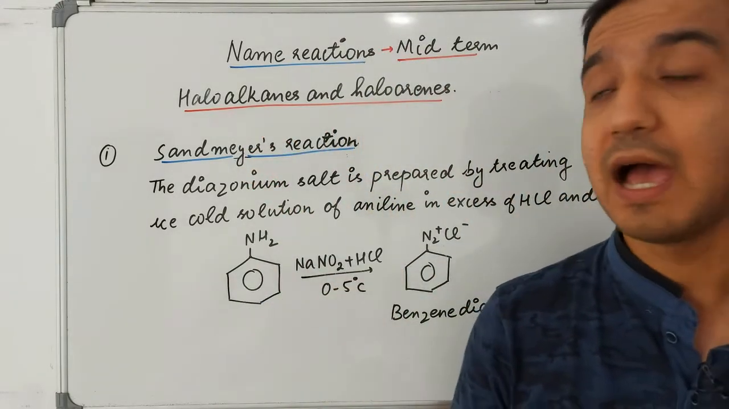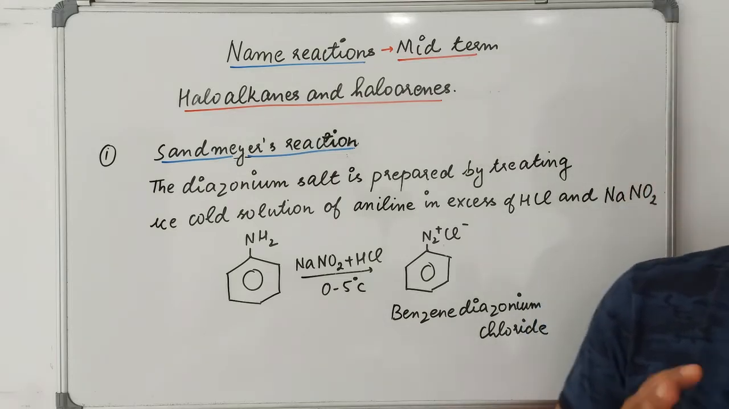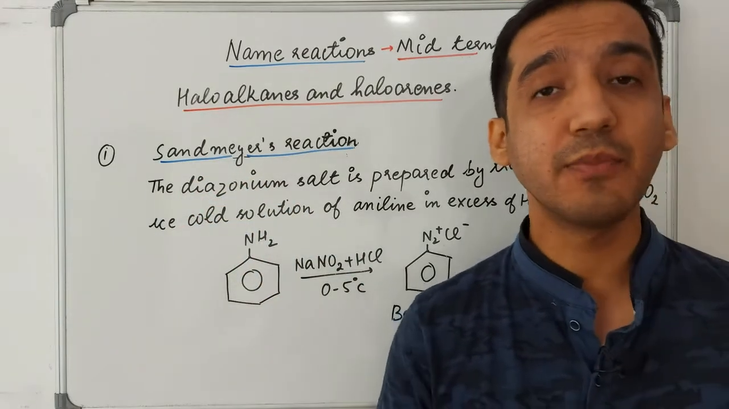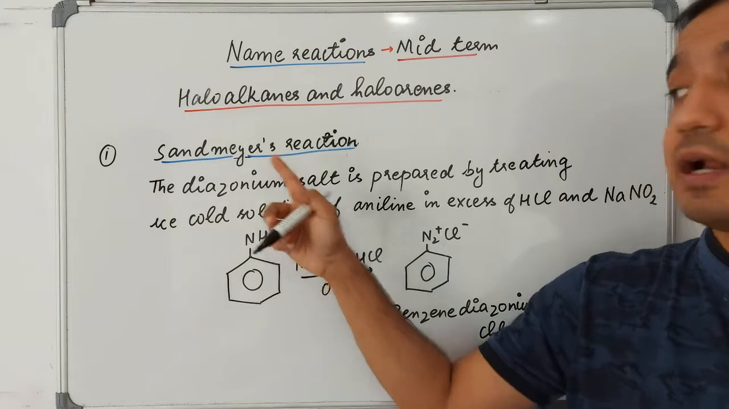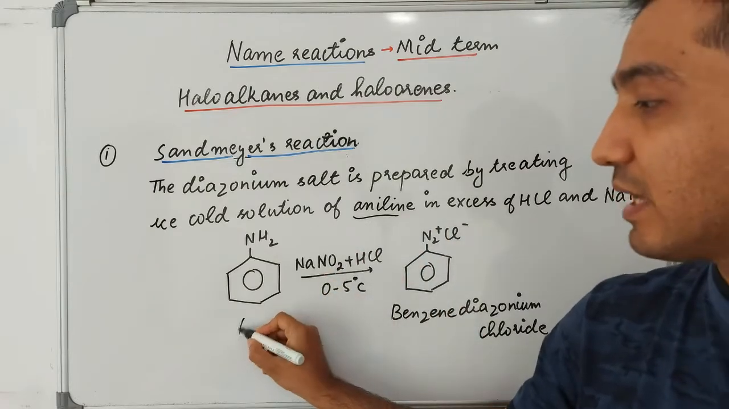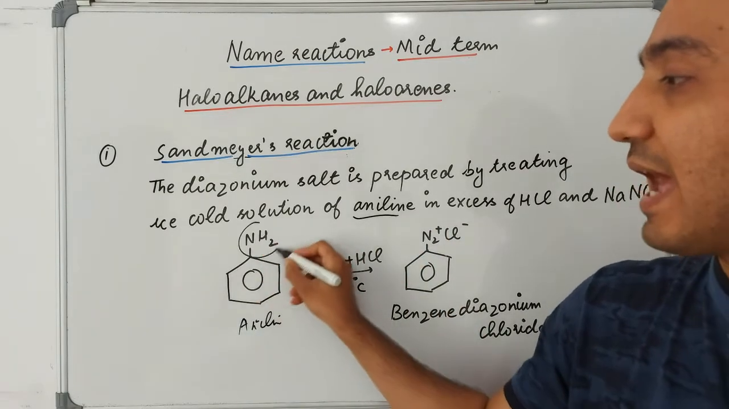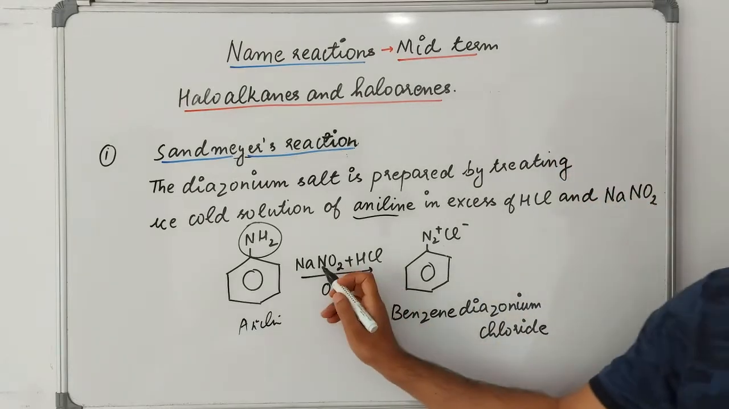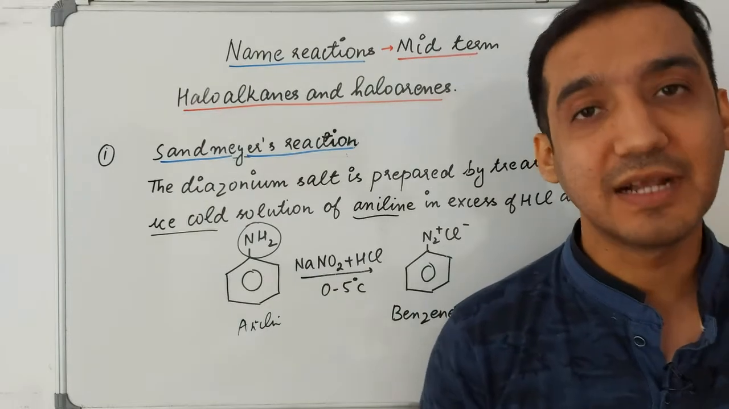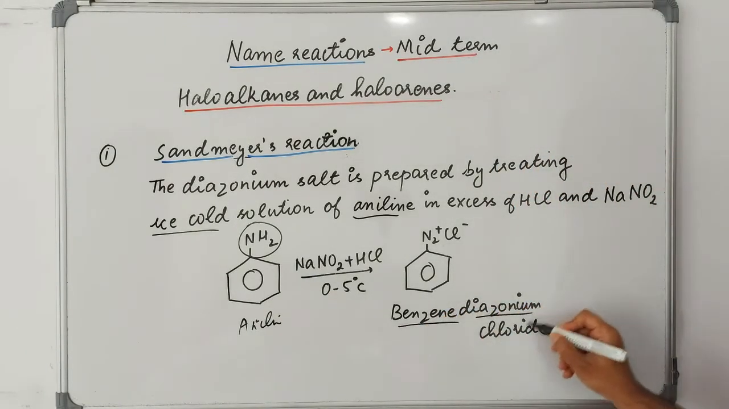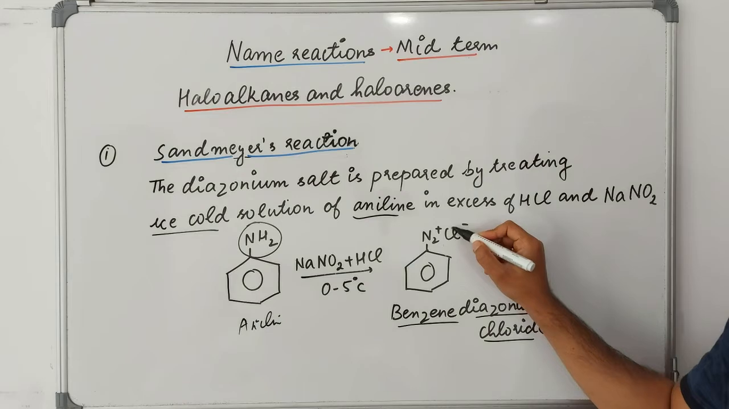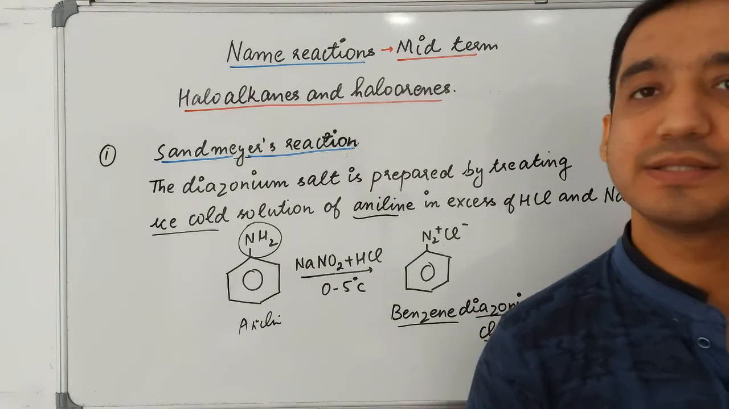First we talk about the haloalkanes and haloarenes chapter, and our first reaction is called the Sandmeyer reaction. This is the first name reaction. In it, you are producing a diazonium salt. Diazonium salt is prepared by treating an ice cold solution of aniline, benzene with NH2, with NaNO2 and HCl at 0 to 5 degrees Celsius. It results in the formation of benzene diazonium chloride, which is C6H5N2+ Cl-. So this is the Sandmeyer reaction.